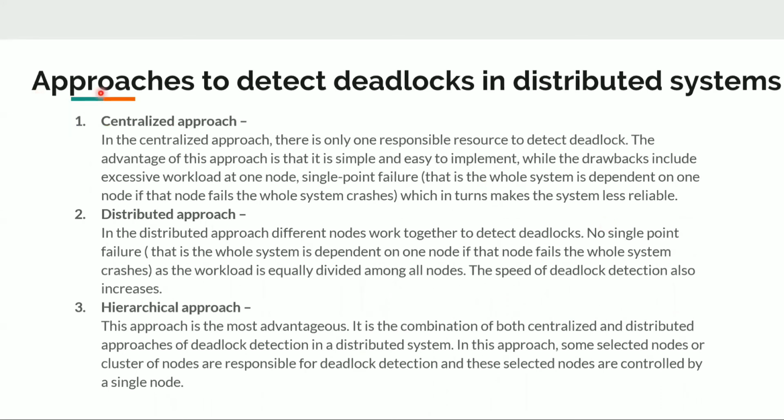Our last concept is the approaches to detect deadlocks in distributed systems. First of all, what are distributed systems? I will give you a brief idea. Consider that now you have your own laptop, your own machine, and you are running all the processes, writing programs, running programs, and storing programs on the same machine. What a distributed system is, is a collection of nodes, that is, a collection of machines that are communicating on a network.